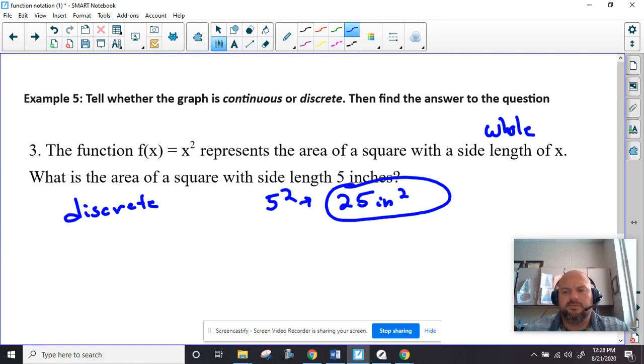Now, if you're worried about the continuous and discrete, it's okay. Don't over focus on that. Main thing is, can you plug something into a function or a formula and get the right answer? Again, don't let this whole continuous and discrete thing bother you.